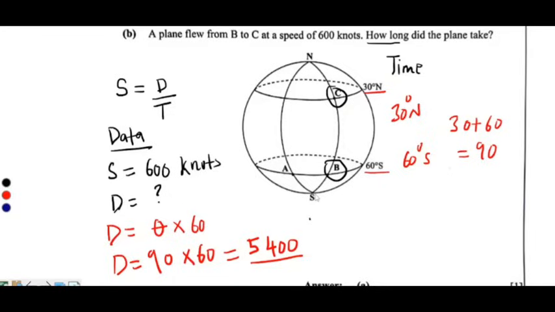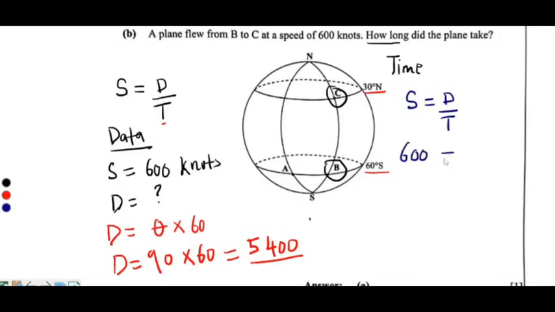We have the value for distance, we also have the value for speed, but we need to find the time. So what are we going to do? This is our formula. Speed is equal to distance over time. Where there is speed, you put 600 is equal to, where there is distance, we have found our distance to be 5,400 over time. It's the one that we want.